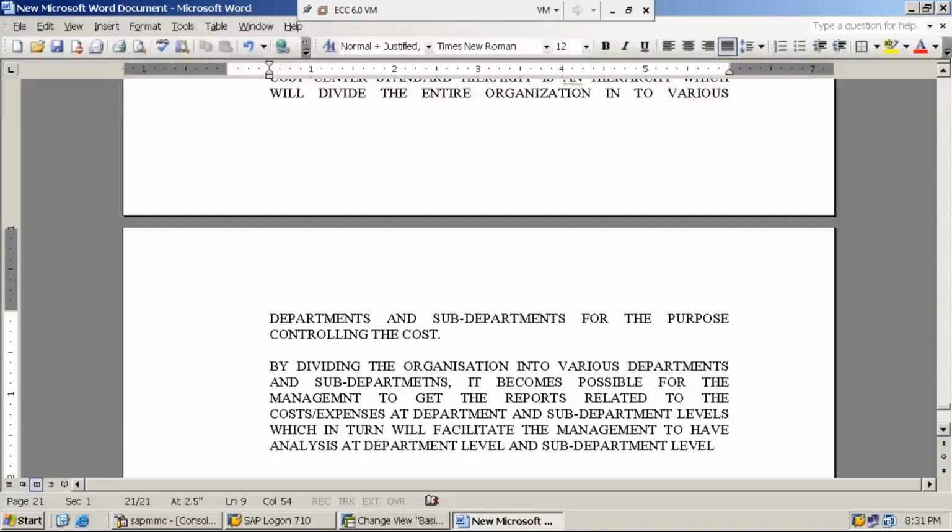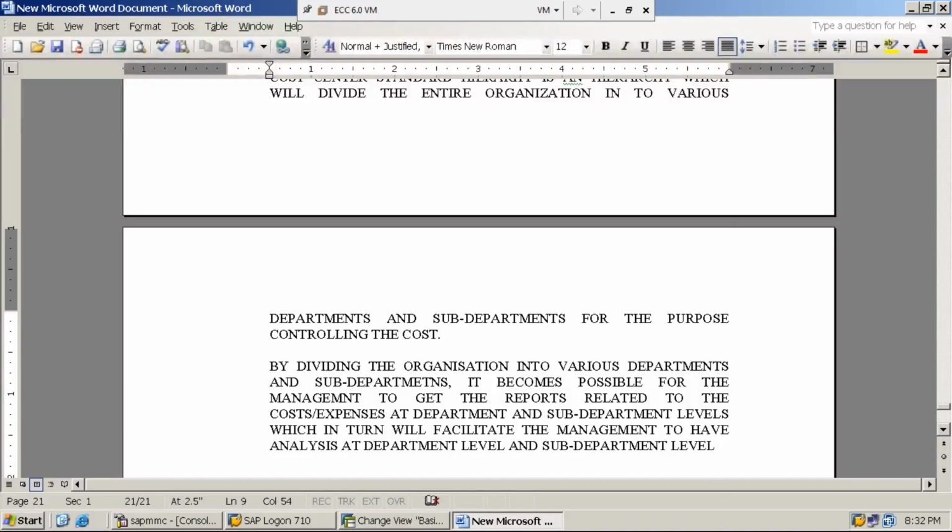Suppose department 1 is performing well, department 2 is not performing. If we can compare department 1 with department 2, we can do comparative analysis and we will come to know what went wrong in department 2 and what went good in department 1. Correct? Yes. So to have such kind of analysis, such kind of study, cost center hierarchy must and should be established within the system across the organization.